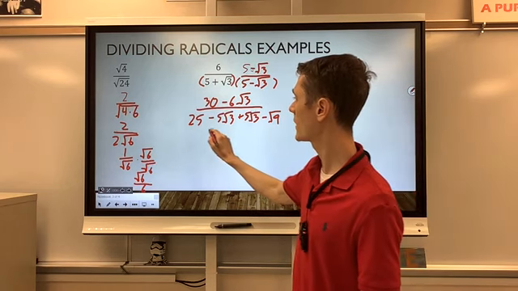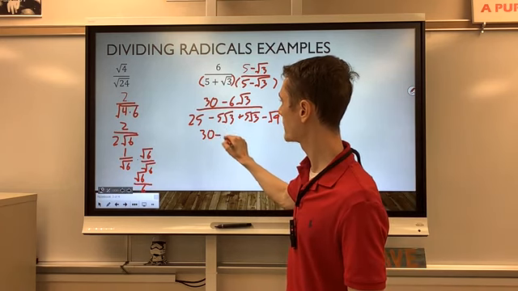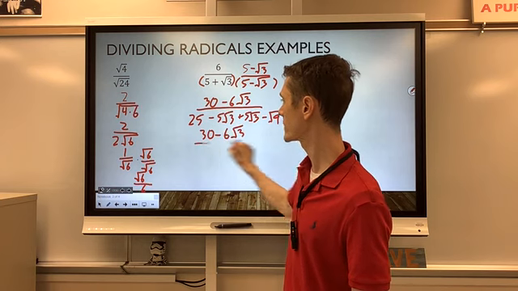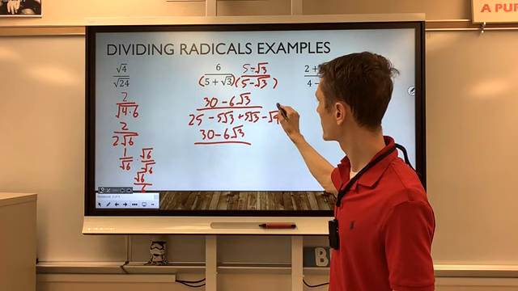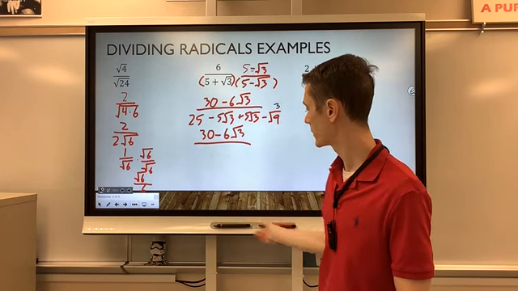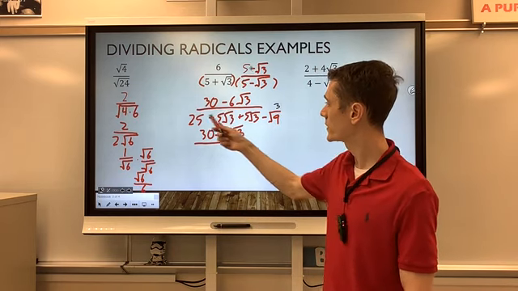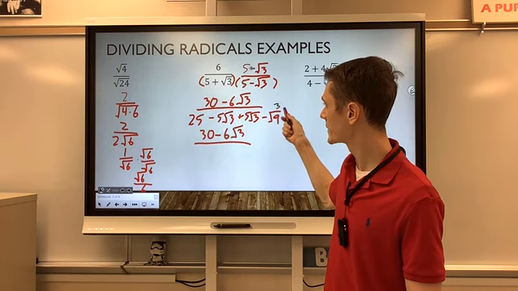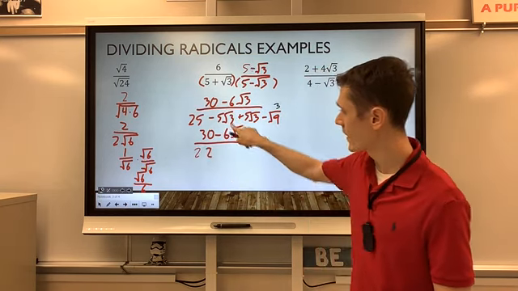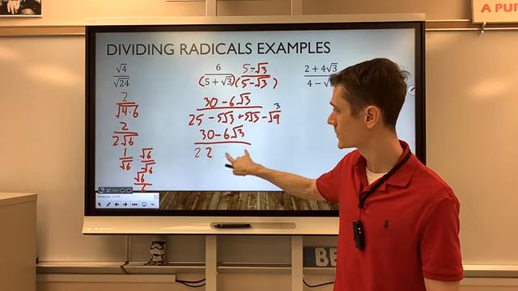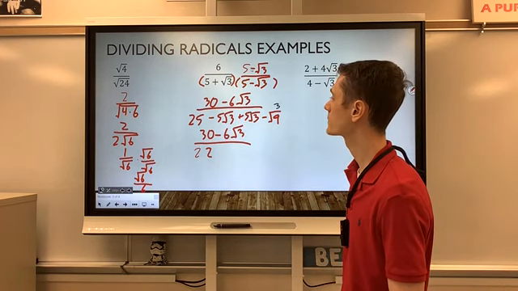Okay, so let's try to simplify what we can here. I have 30 minus 6 root 3 on top. Nothing simplifies there. On the bottom, you might recognize that the square root of 9 is just 3. We know that one. That's a perfect square. So I could do the 25 minus 3 is 22. And then I already told you that these two end up canceling out. So it's just the 22 in the denominator now.